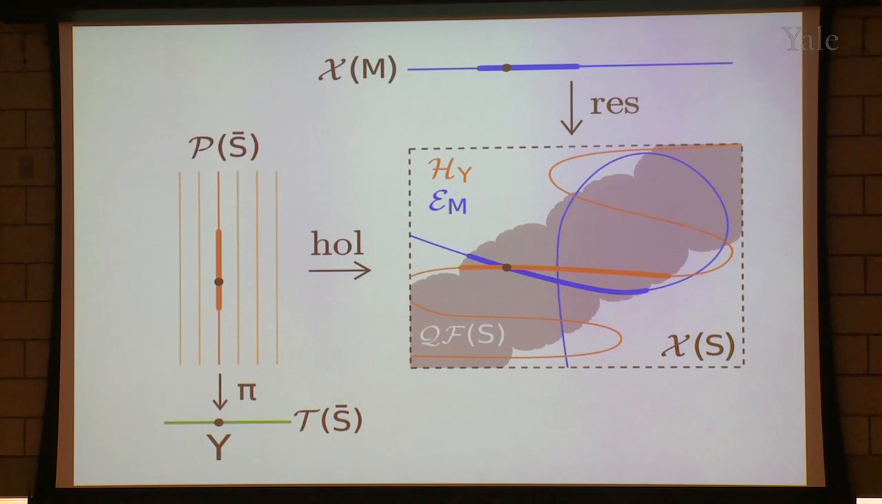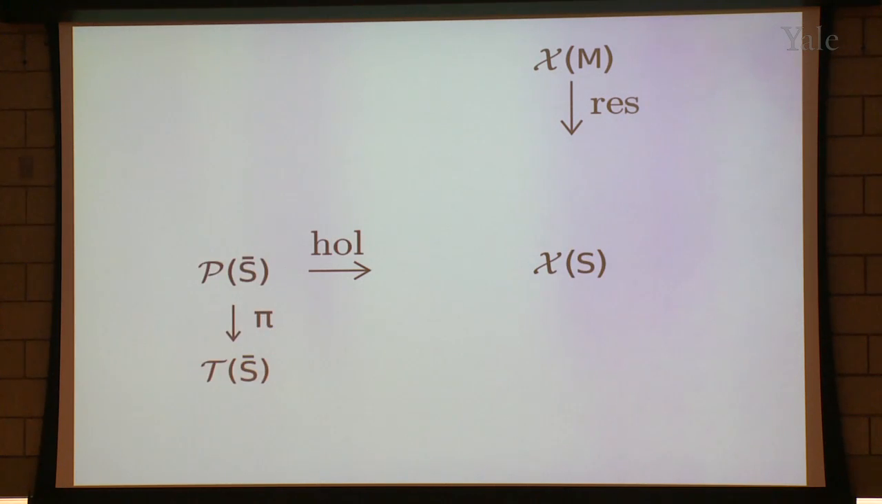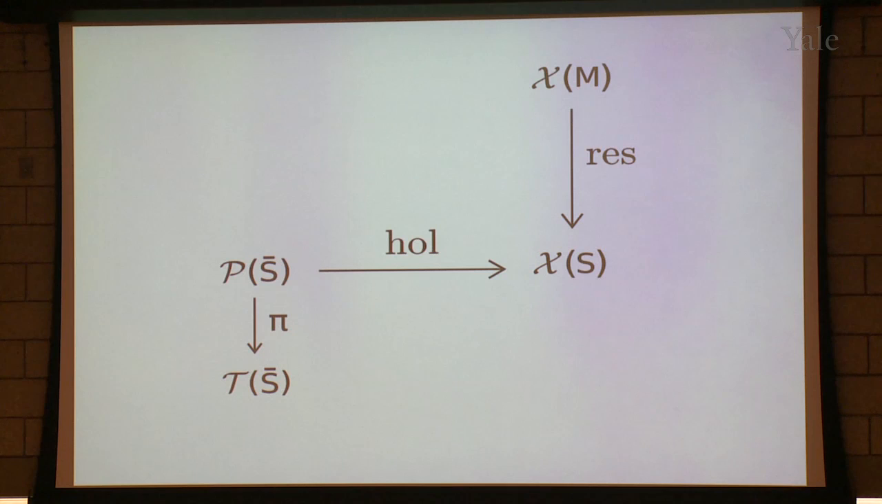Okay, so I want to turn this now into a diagram of spaces. So at the top, we have the character variety of M. So let's get rid of the picture. At left, we have the space of projective structures. So this is a diagram of the maps we were considering. So let me introduce the other key player here.